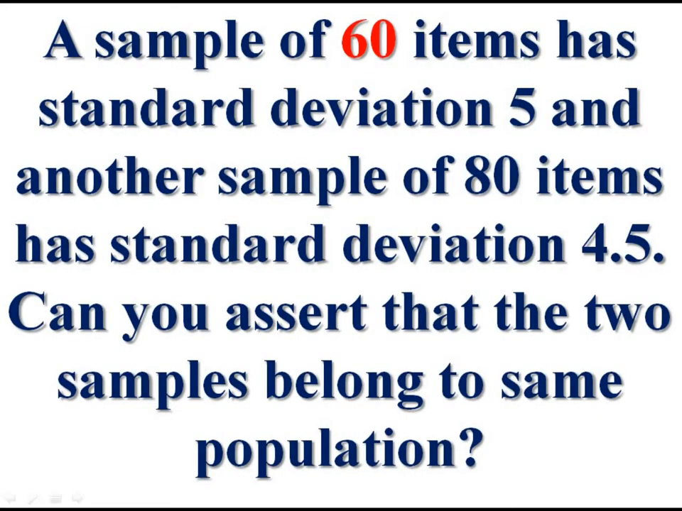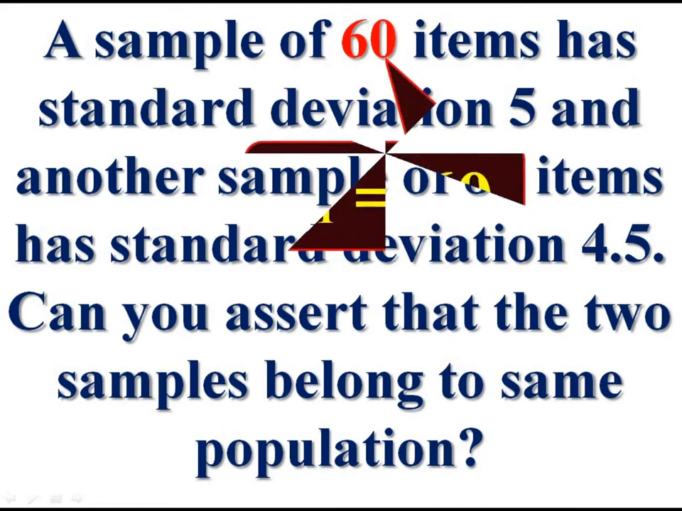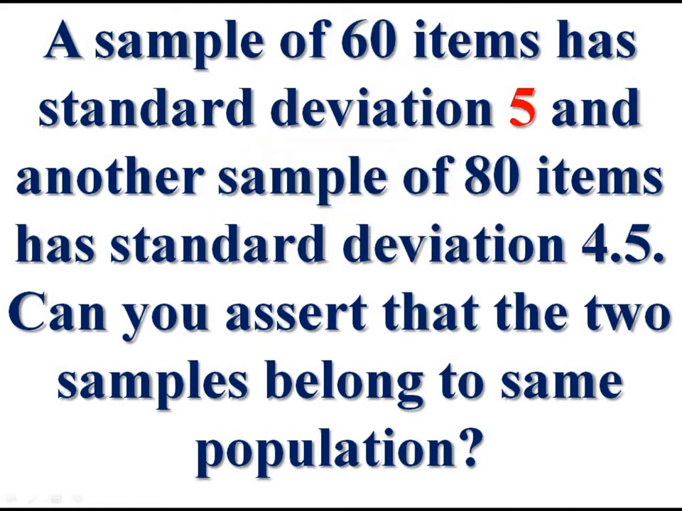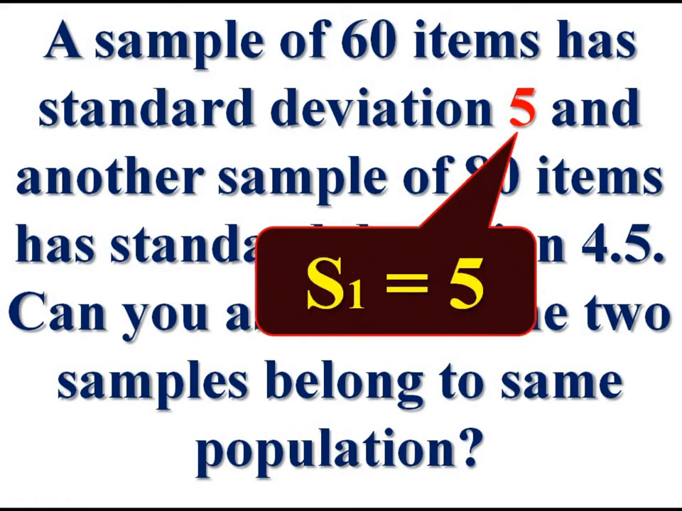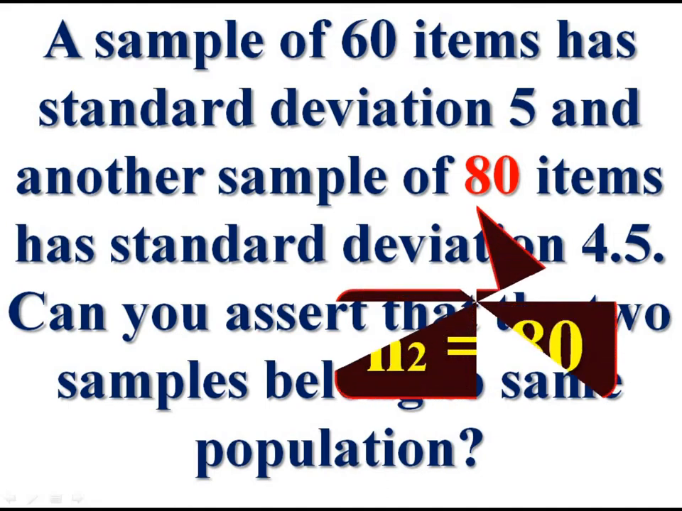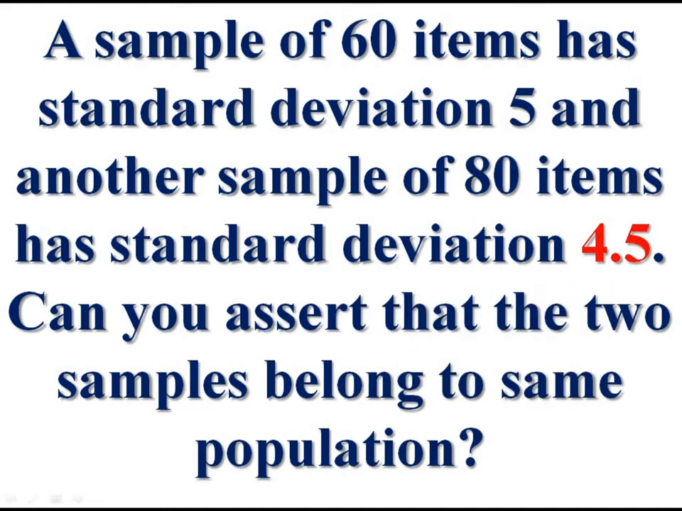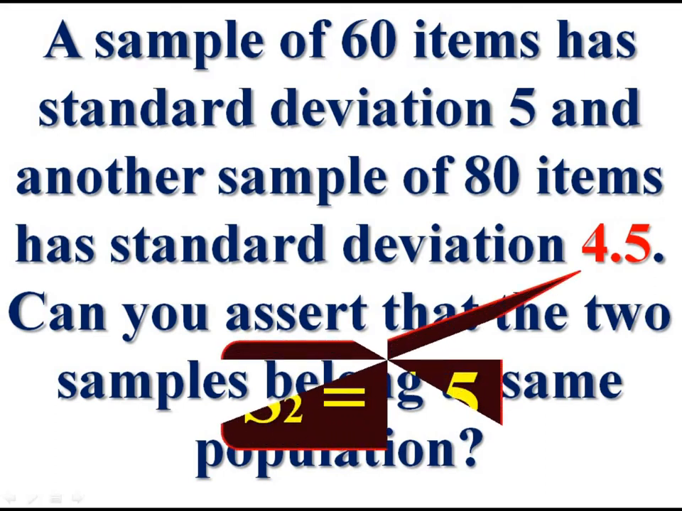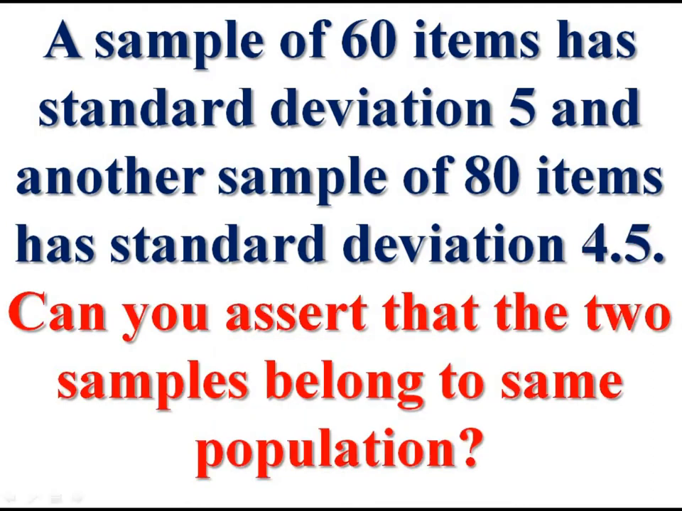A sample of 60 items: it is the number of the first sample, denoted by n1, 60. It has standard deviation 5, the standard deviation of the first sample, denoted by s1, 5. And another sample of 80, the number of the second sample, n2, 80, has standard deviation 4.5, the standard deviation of the second sample, s2, 4.5. The question: can you assert that the two samples belong to the same population?